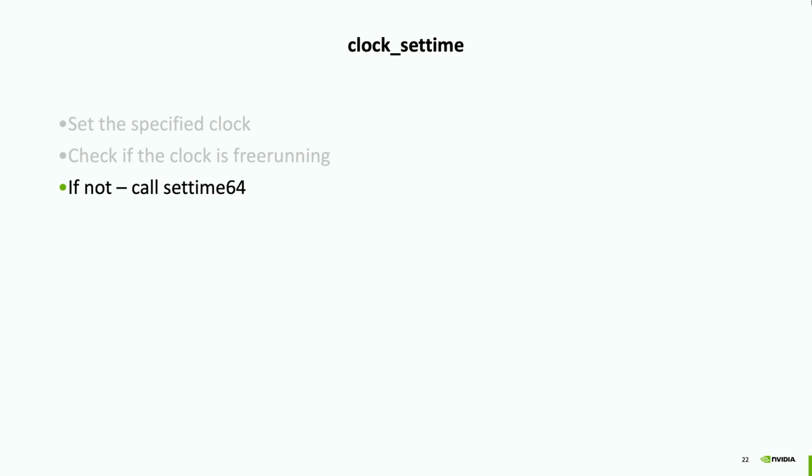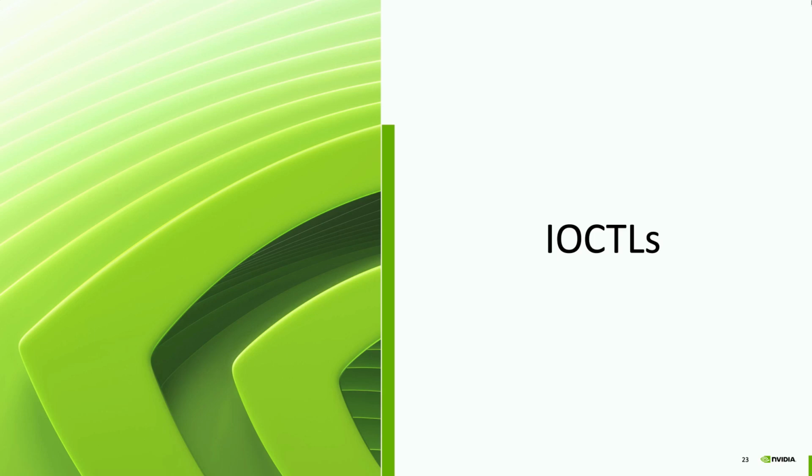So when it's not free running, it calls a set time 64, which should basically just set the time of your device.